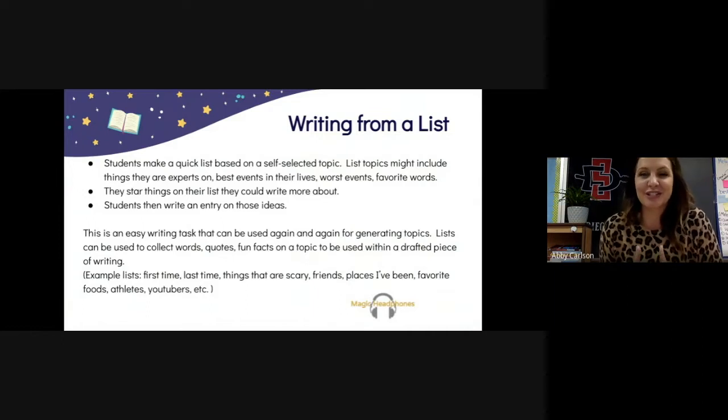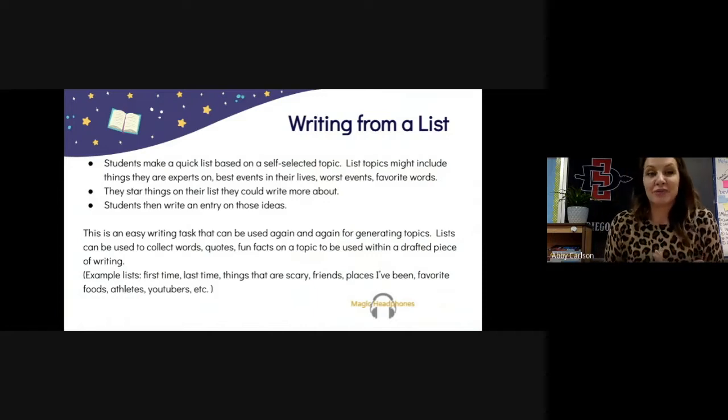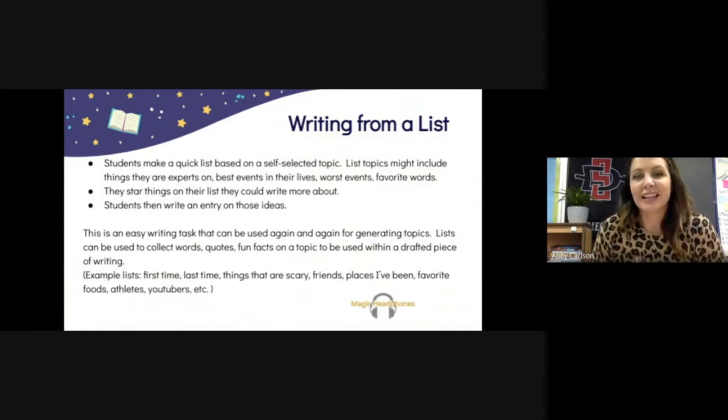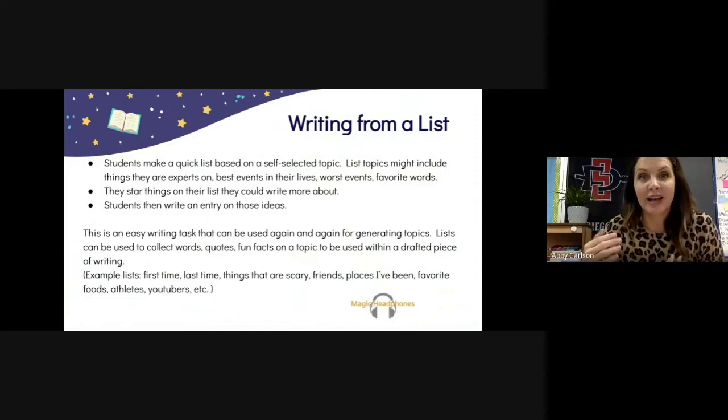So this first idea is called writing from a list. This idea is meant for students to make a quick list based on a self-selected topic. Lists might include things they are experts on, best events in their lives, worst events, favorite words. Think about it. These lists are fluency practice. They're generating many, many words. Now, once your students have composed lists, they can compose more lists and more lists, or they can star things on their list that they could write more about. Students then write an entry on those ideas.